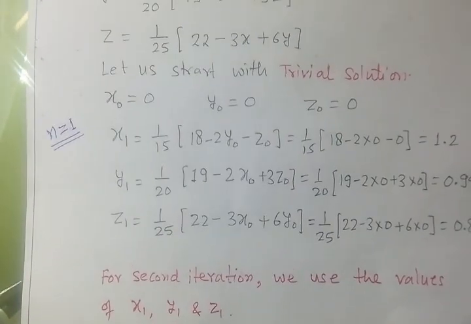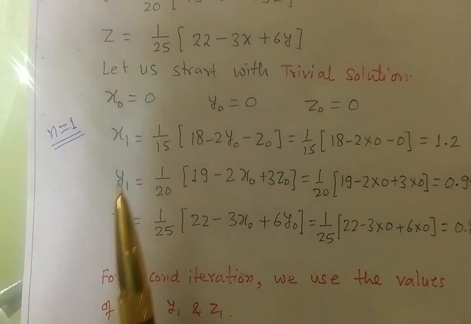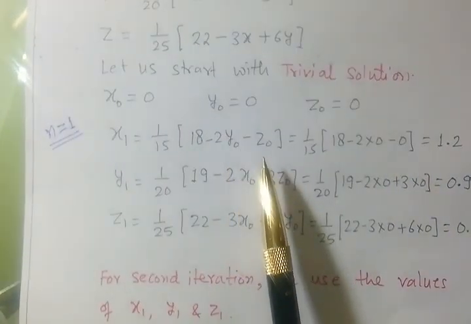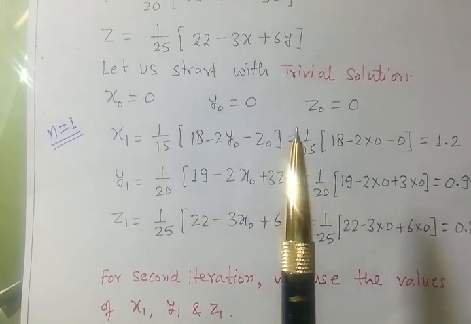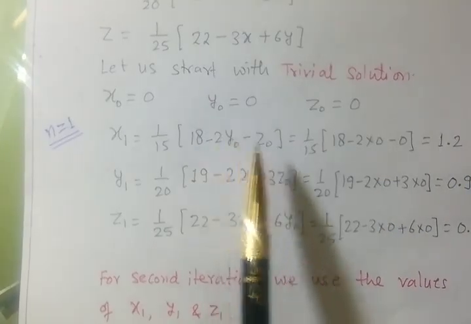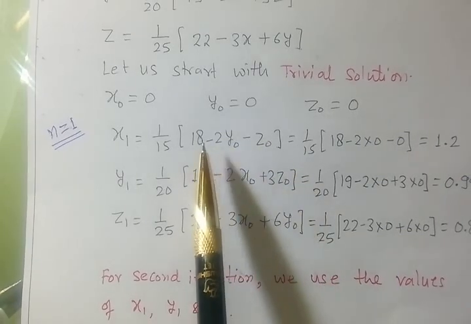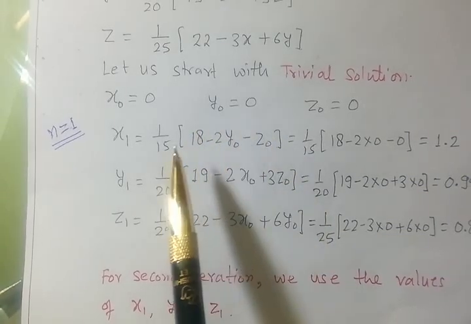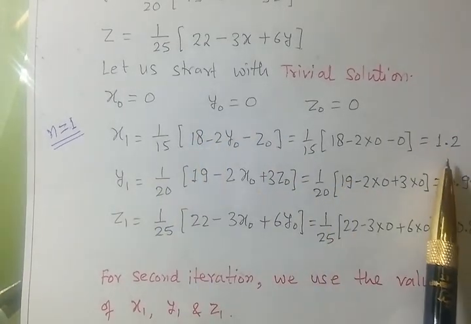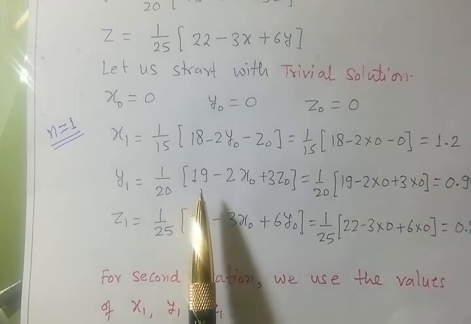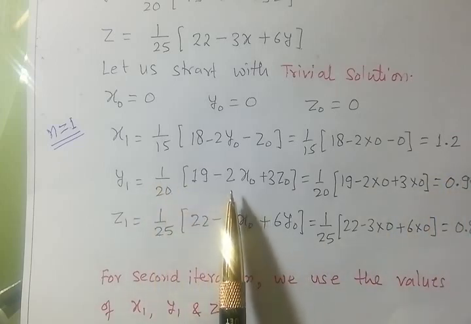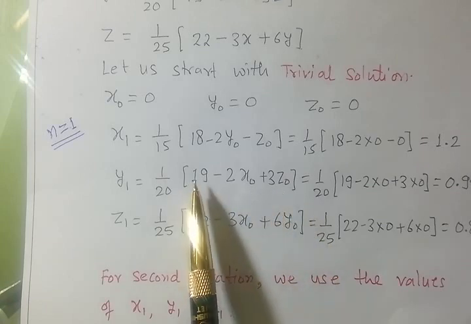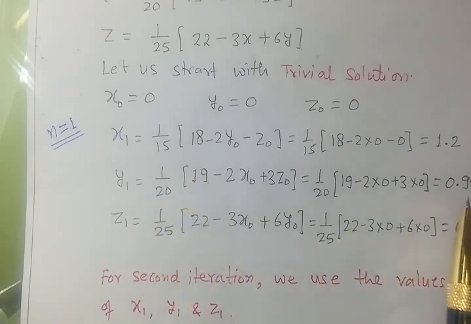Now coming to this first iteration, x1 is equal to 1 by 15 times (18 minus 2y0 minus z0). Substituting the values of y0 and z0, both are 0, so 18 minus 2 into 0 minus 0, so this part becomes 18. 18 divided by 15 and the answer is 1.2. Similarly, y1 is 1 by 20 times (19 minus 2x0 plus 3z0). So x0 is 0, z0 is 0, so the answer is 19 divided by 20 and that becomes 0.95.